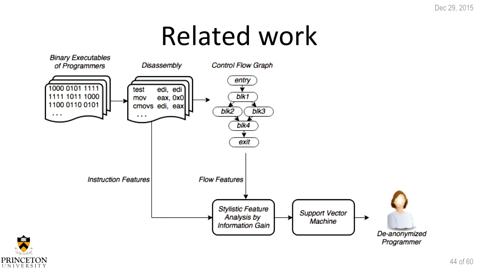And in related work, they took executable binaries, and then they disassembled them with reverse engineering methods. And they obtained the control flow graphs as well. So they extracted features from the assembly instructions and also the control flow graph. They used some information gain methods to find the most prevalent stylistic features, and then they used the support vector machine. And I would like to remind you that we don't use support vector machines that much for multi-class classification problems. That's why we use random forest. And then they de-anonymize the programmer.